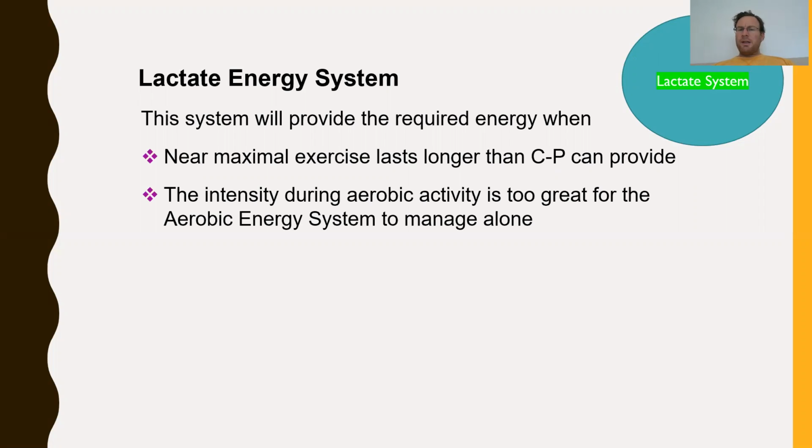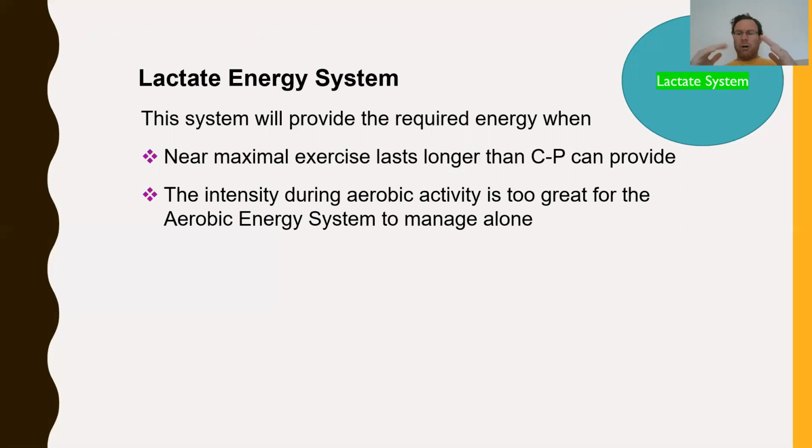I'm also going to use it when the intensity of aerobic activity is too great for the aerobic energy system to manage alone. So if you imagine something like, let's say I was doing a 1,500-meter run, about 4 laps of a track, or just less than 4 laps of a track. Now, the first lap, I'm going to go pretty quick. I want to keep up with the others. But I might be able to do that mostly using my aerobic energy system. Now, let's say I keep going and people start pulling away from me, and I'm thinking, crikey, I'm in trouble here. So now I have to go that little bit quicker.